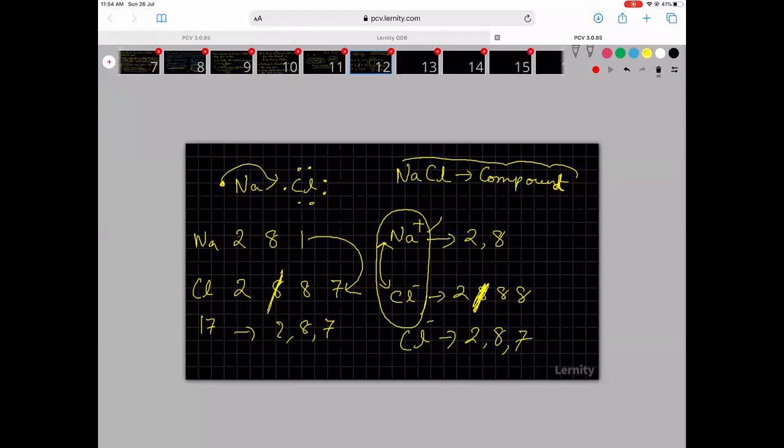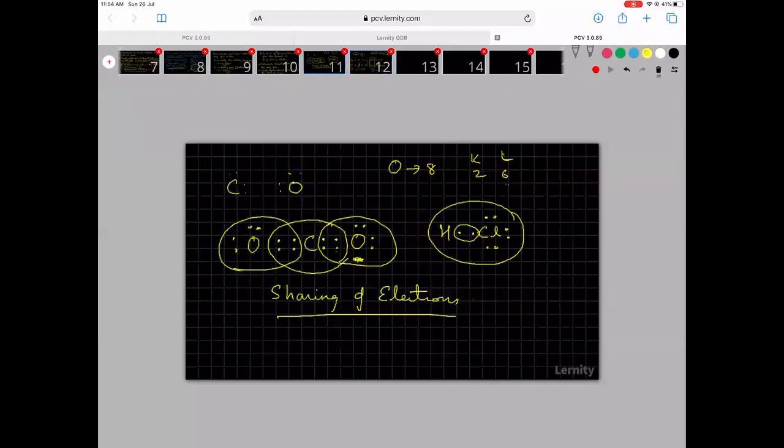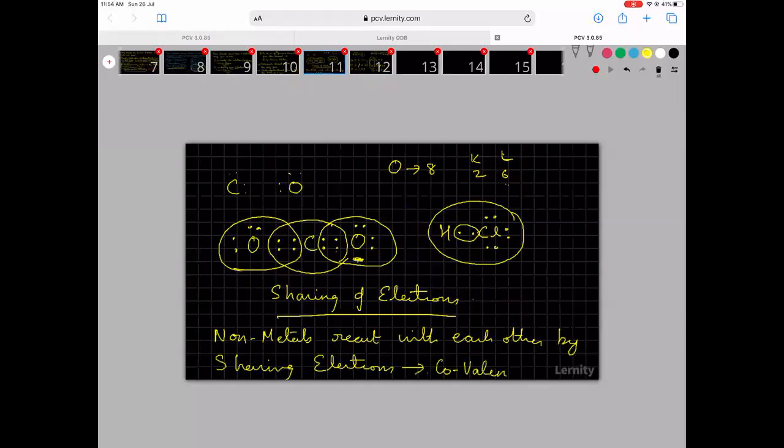Okay, so 11th slide is here. Compounds are formed by sharing of electrons. Non-metals react with each other by sharing electrons. They are called covalent compounds.